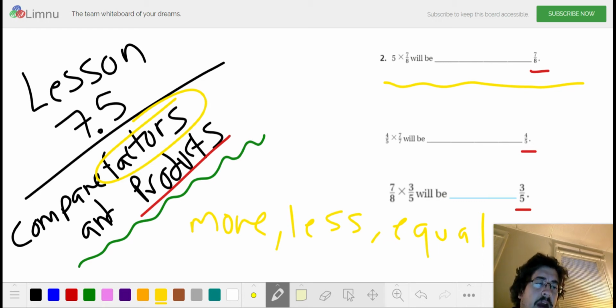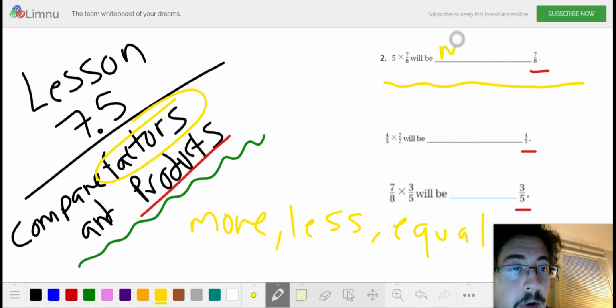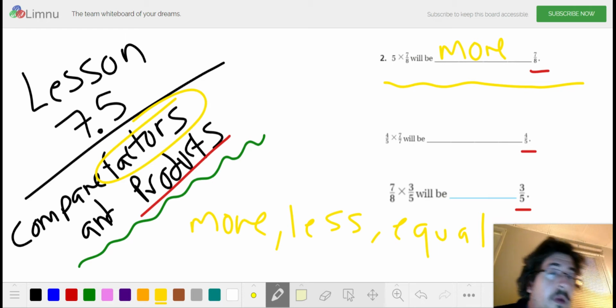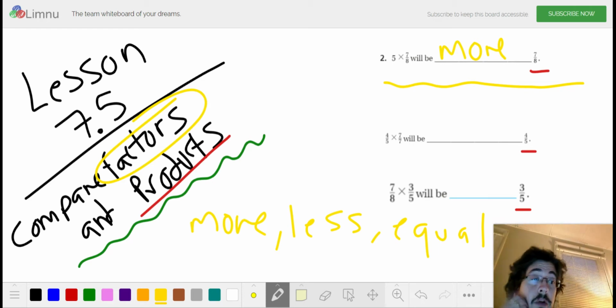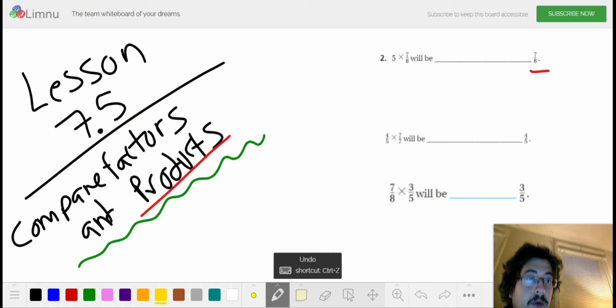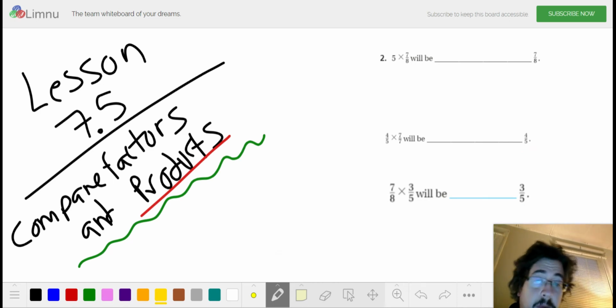If the other factor is more than 1, it's going to be more than the product. So 5 times 7/8 is going to be more than 7/8. And if you weren't sure, you could check that out and actually multiply 5 times 7/8 and then simplify it and see if you get something bigger than 7/8. So let's go ahead and actually try that. We'll just multiply it out and see what we get.